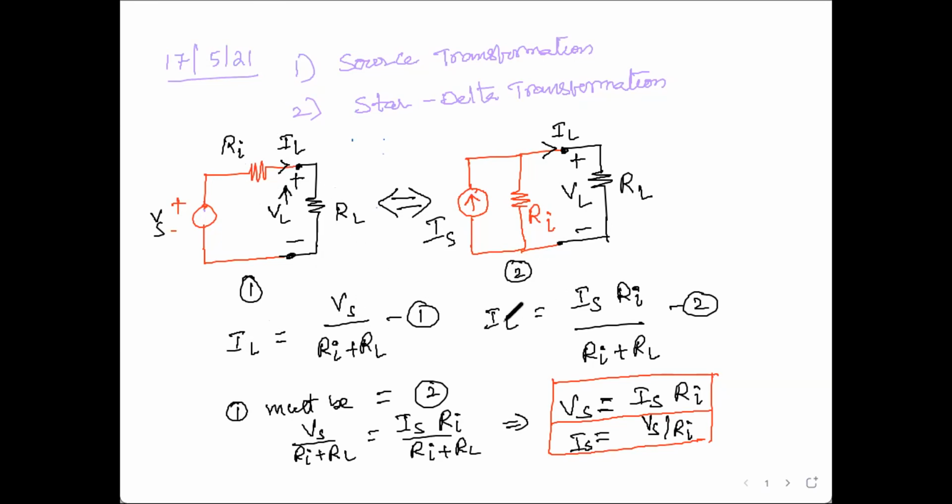In the right side source, what is IL? That is the current flowing through this RL. So this IL, how much can we find using the source transformation technique?